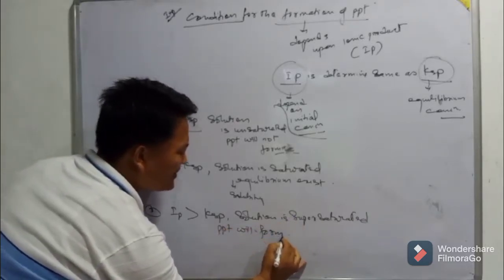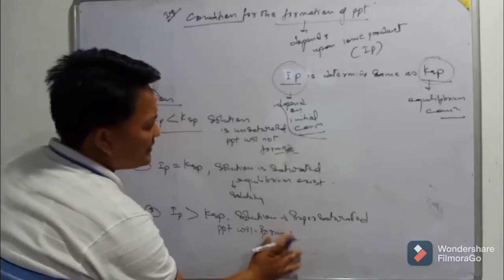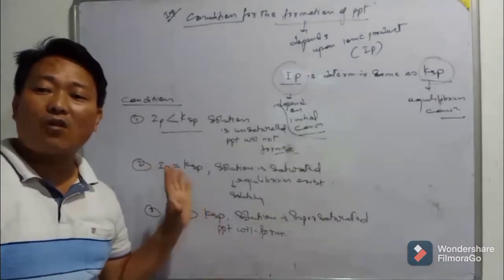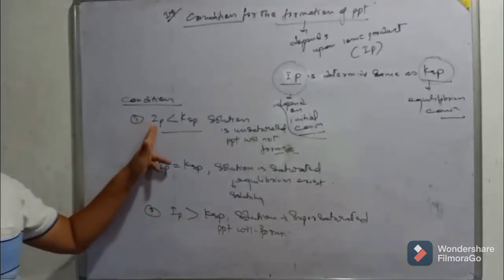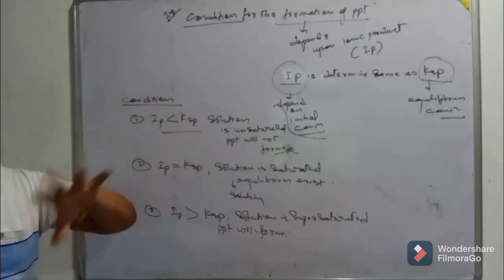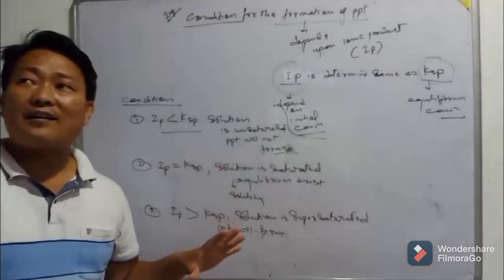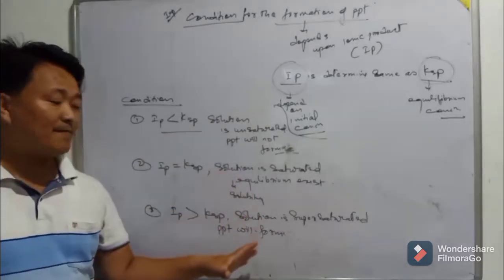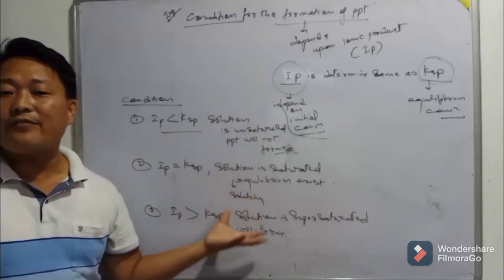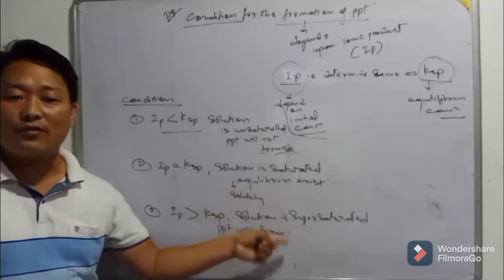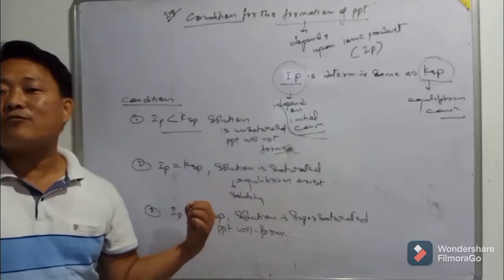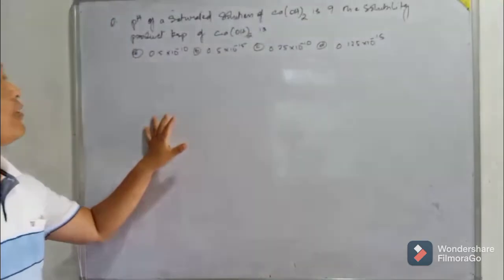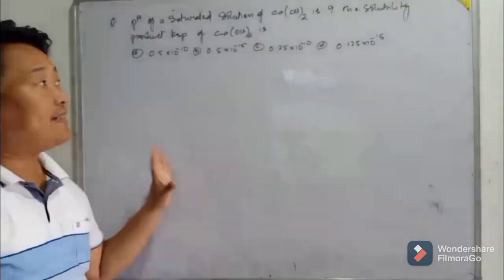I think in 2019 or 2018 the questions came based on this concept. For that you have to know the IP and KSP. I think in 2017, 18, 19, if you see the NEET questions, you will get it. Two or three solutions are given, and from there they ask which will form the precipitate. For that we have to know the values of IP and KSP, which was asked in the 2019 NEET exam.